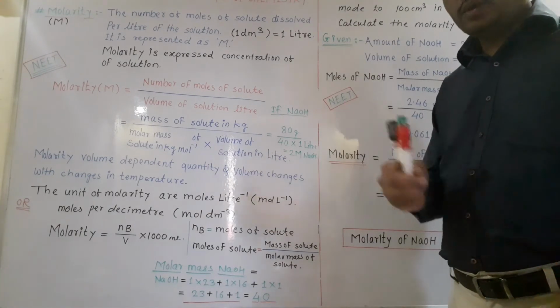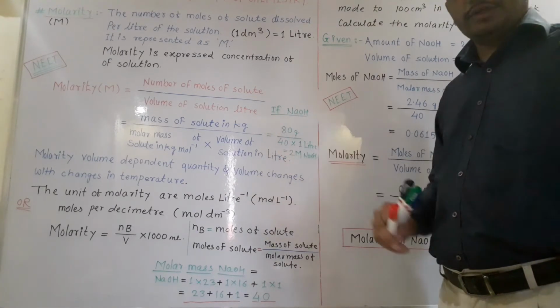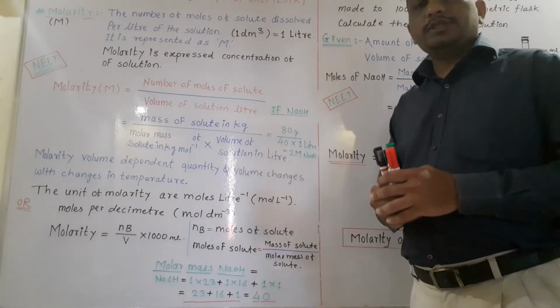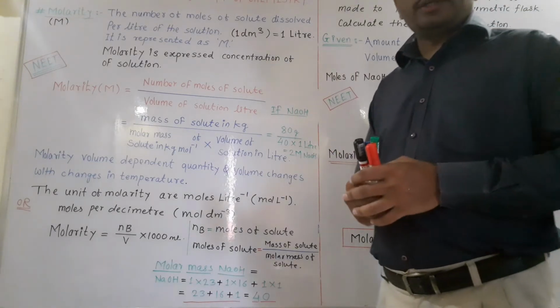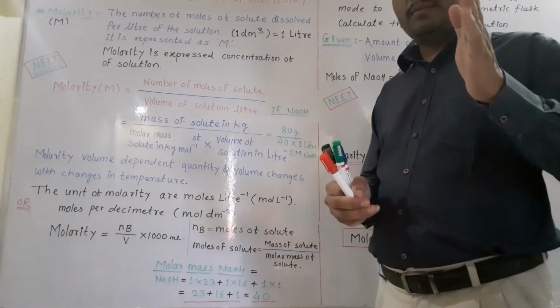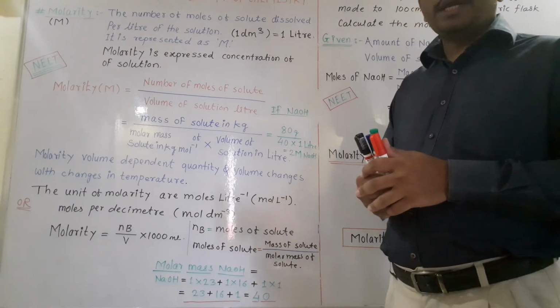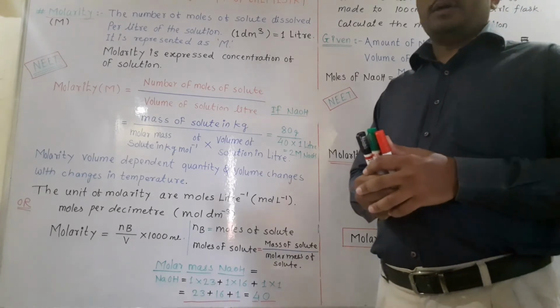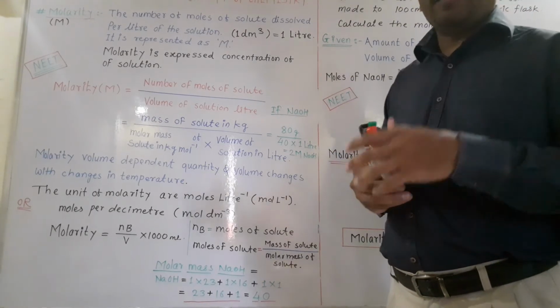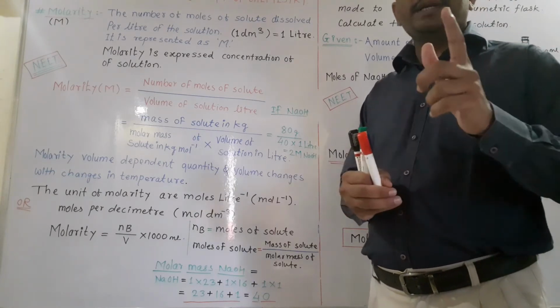Now here is one example. If 80 gram of NaOH is dissolved in 1000 ml of water, 1 liter of water, 1 dm cube of water, calculate the molarity.